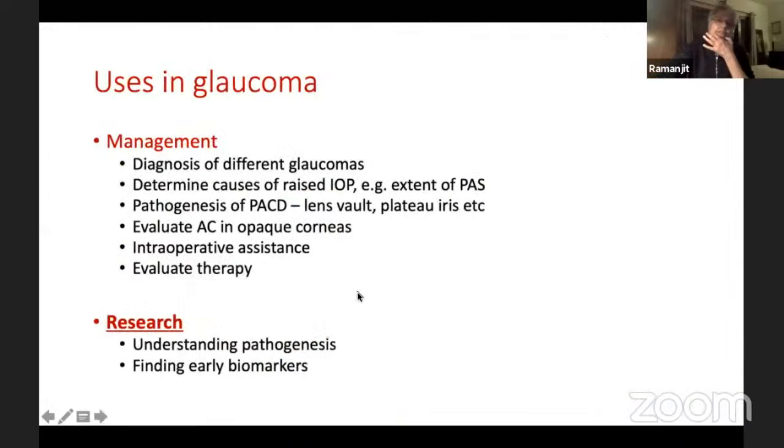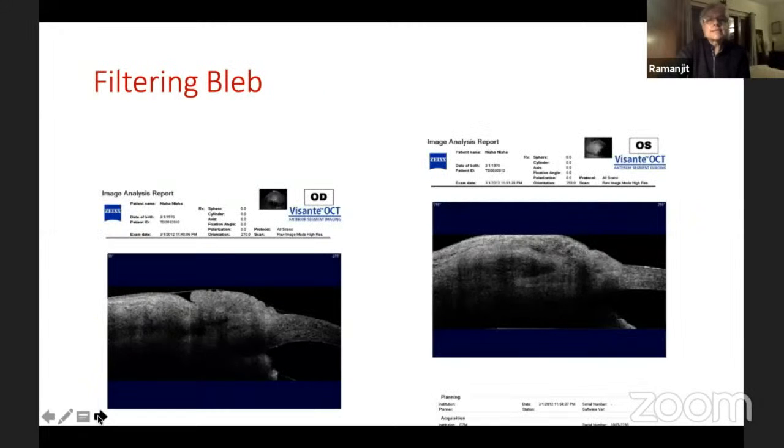And this helps us to evaluate the therapy and say that in such an eye, possibly medical therapy may be a good option and surgery may not be required. What about research? I think, as I said, it's helped us to understand pathogenesis. I'm sorry, we're still going on with the filtering bleb at the moment.